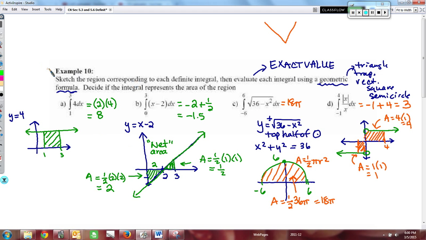And in example 10, the big idea here is if you can use geometry, then use it in order to calculate the definite integrals. That's one of our shortcuts for calculating these definite integrals. We're going to come up with some fancier shortcuts than that, but we always check to see if we have some geometry we can use.